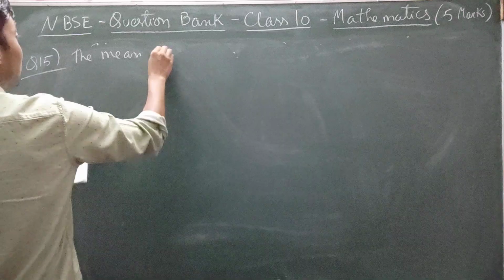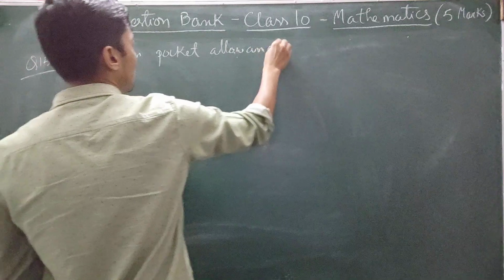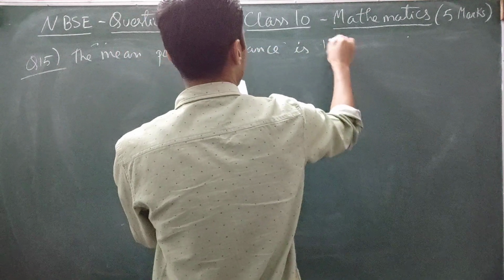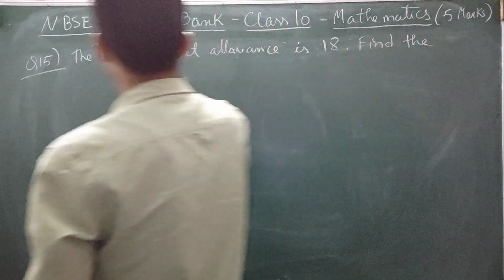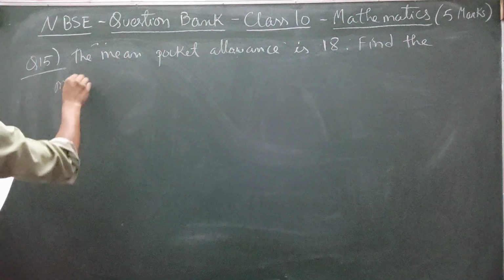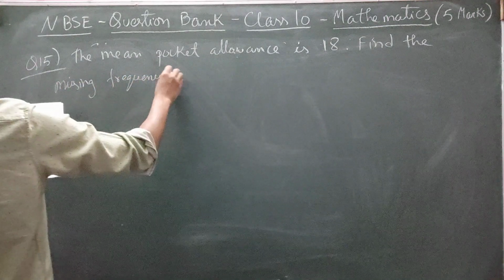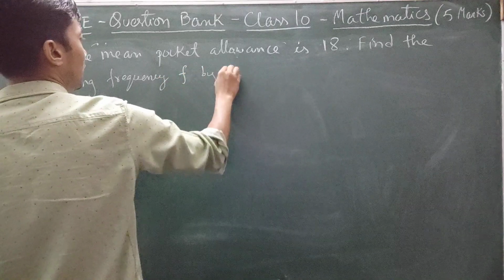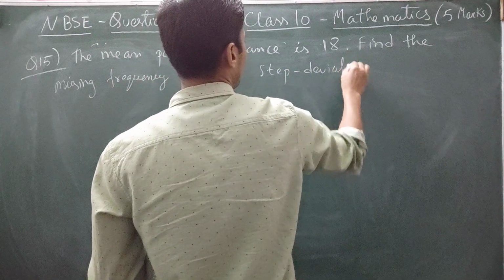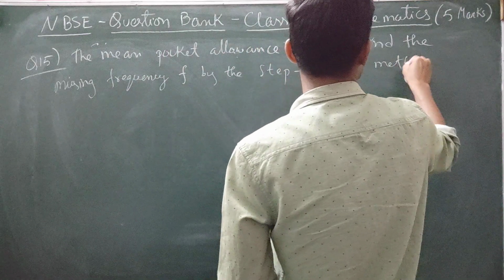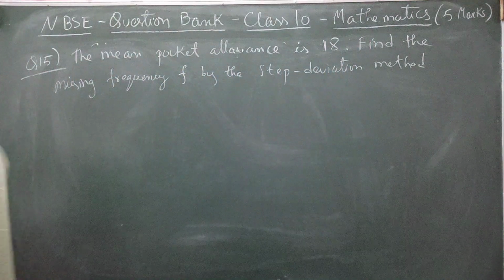The mean pocket allowance is rupees 18. Find the missing frequency f by the step deviation method. So I'll just prepare the table as if we're going to solve directly.